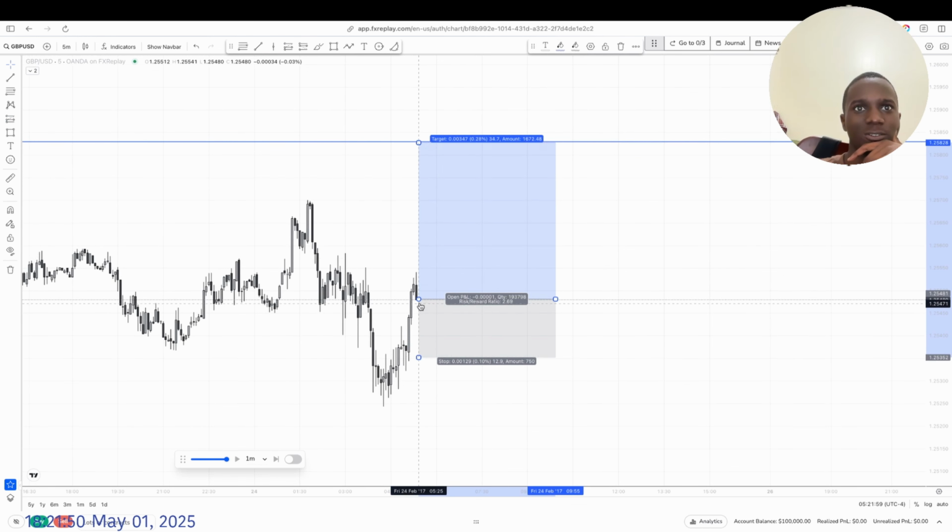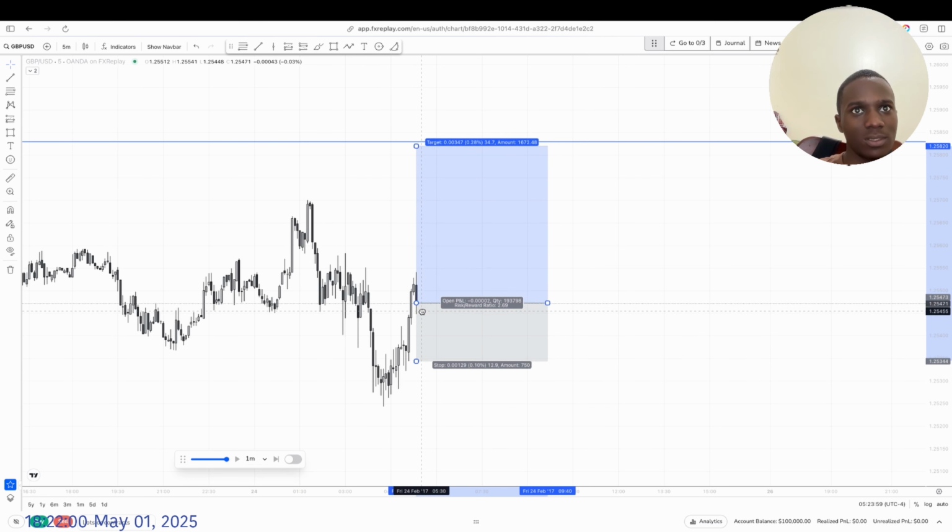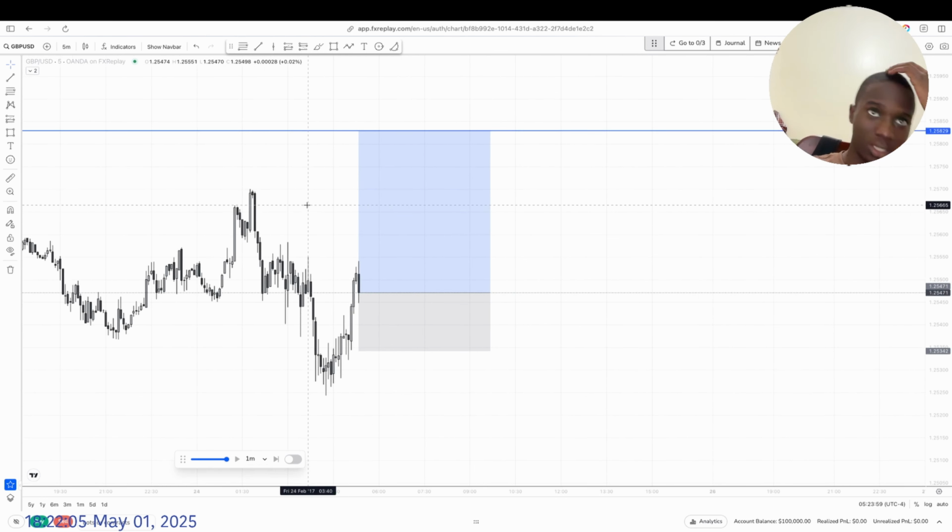So before we take it, let's see how it reacts. Let's see how it reacts off of these fair value gaps. Might be entering a bit too early, so we enter here, and this will be our trade. Let's see how this one goes.